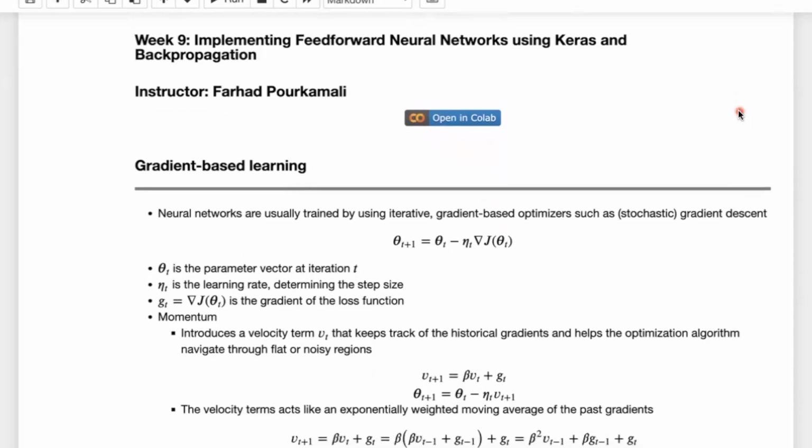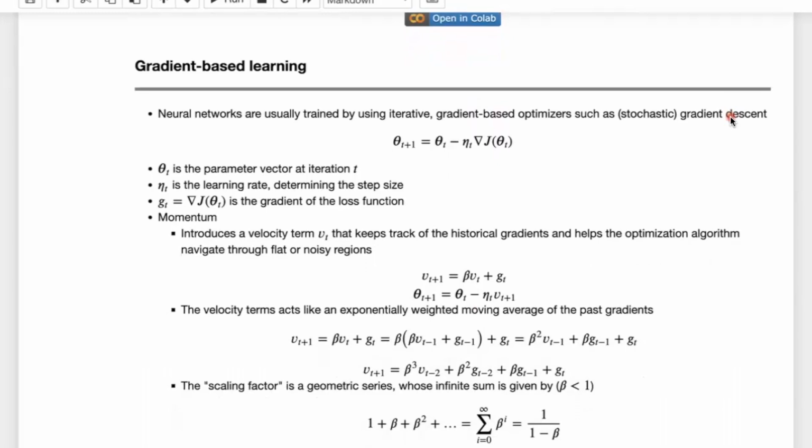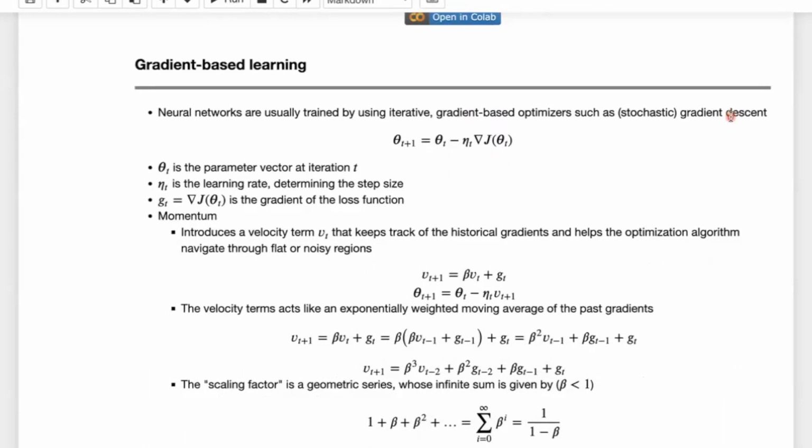Since we talk about learning, we already know that in neural networks we use gradient-based learning to find the optimal parameters or weights. These parameters correspond to the weights that we have in neural networks and also the bias terms that we discussed in the previous lecture.